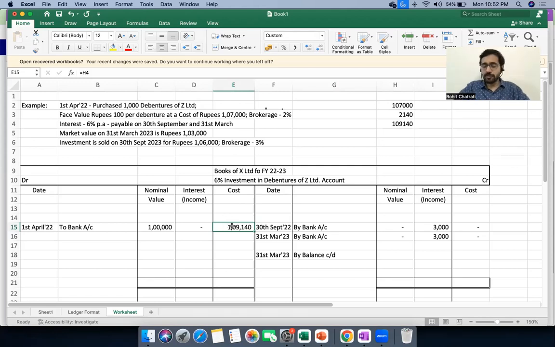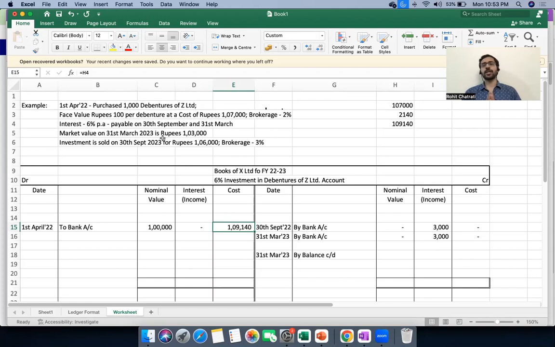Now the value at which it is appearing in my books is 1,09,140. I know that the value in the market is only 1,03,000. We are going to apply the principle of cost or fair value, whichever is lower. My cost is 1,09,140. My fair value is 1,03,000. So I apply cost or fair value, whichever is lower, which means my investment should appear at 1,03,000.